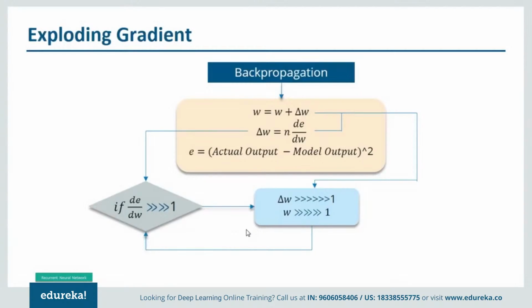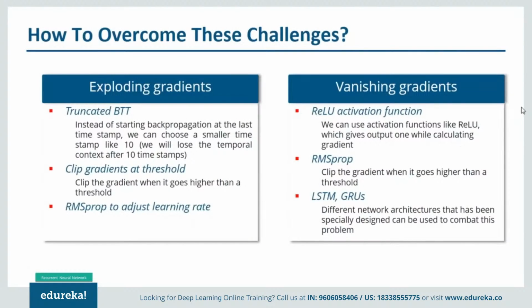Now let us see how to solve these problems. Exploding gradients can be solved with the help of truncated BPTT, backpropagation through time. So instead of starting backpropagation at the last timestamp, we can choose a smaller timestamp like 10. Or we can clip the gradients at a threshold. So there can be a threshold value where we can clip the gradients. And we can adjust the learning rate as well.